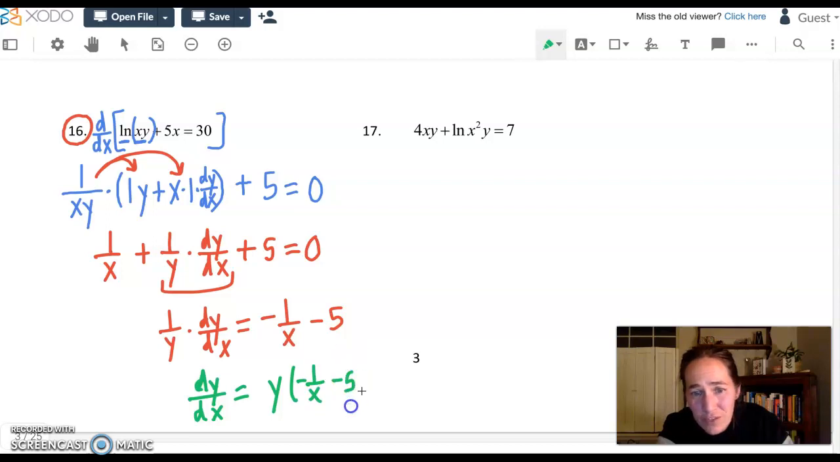And you can feel free to leave it like this. If you don't love the parentheses in your final answer, you can distribute in the y. And I think we've got it. Yet another derivative that is in terms of both the variables x and y.